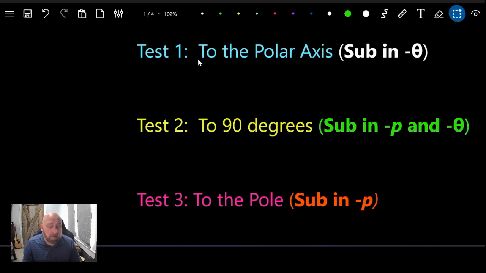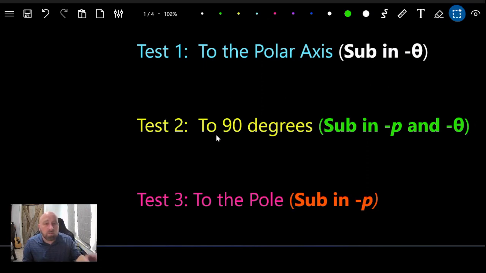Now we're going to work through it, but that's all we're doing to test the polar axis. I would write these down. I would say test 1, to the polar axis, sub in negative theta. I would write down what you see on the screen right there, because when you go to do these, you're going to need this, and this is not really written like this in the book. So I would write this down, and this is going to make your life a ton easier. To the polar axis, sub in negative theta.